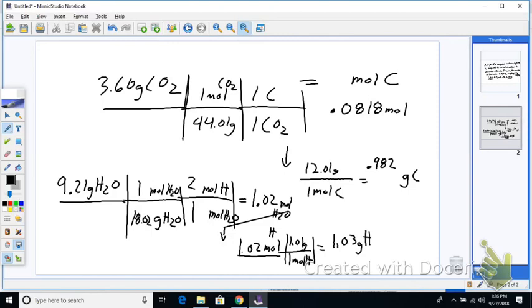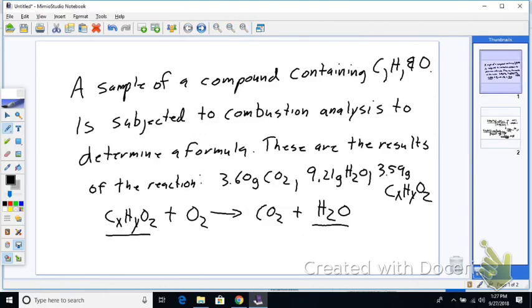You guys have any questions on what I'm doing here? Okay, so the first thing I did is I found my moles of carbon and hydrogen, and it's 0.0818 and then 1.02. Is that what you guys got? Yes. And then all I did was say, I'm going to need to know grams of both of them, because I need to go back to this value of grams here.